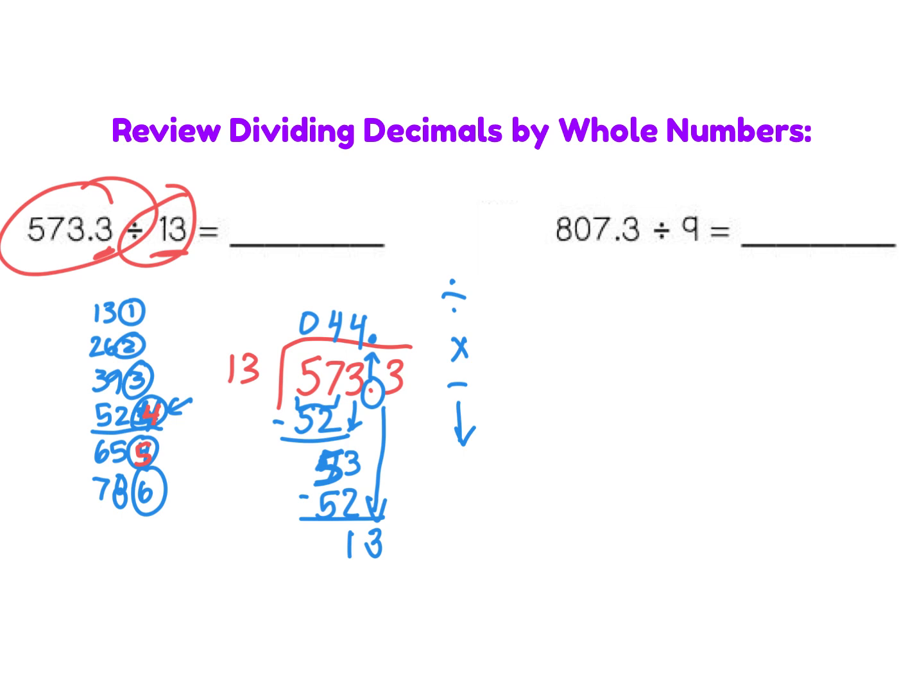And lastly, 13 goes into 13 just one time. 1 times 13 is 13. I am done when I get to no more numbers up here, and I got a 0 down below. If I need to, I can keep adding zeros up here in order to keep the problem going. So that's my answer, 44.1.